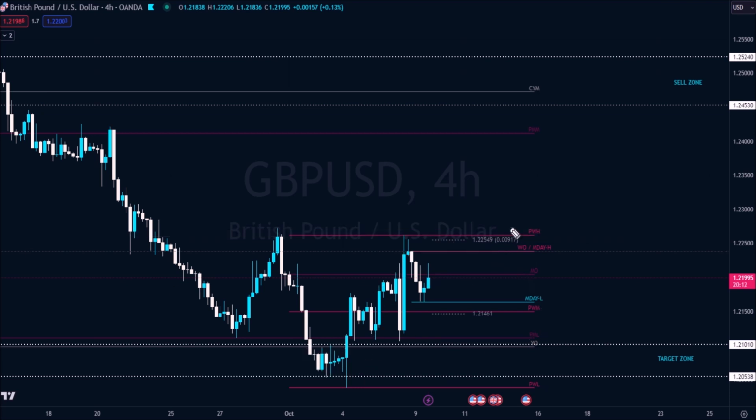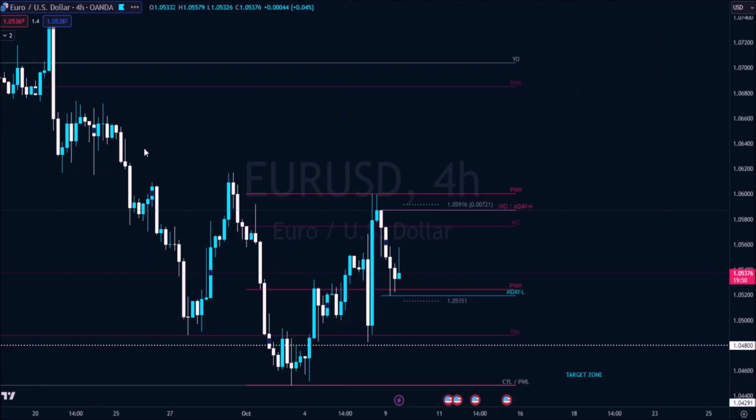So nice pullback. If we can take out the high, look to deviate, get back below, that's where I'm looking to sell. So I'm just looking for this dollar strength to kick in, and I feel that Aussie dollar to the downside and pound dollar to the downside are probably some of the best opportunities. We'll take a look at euro.